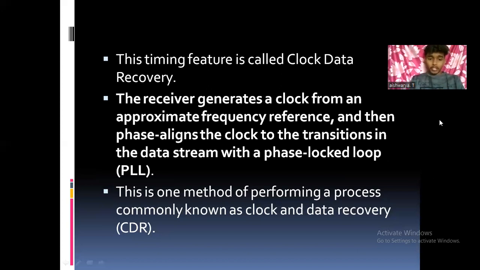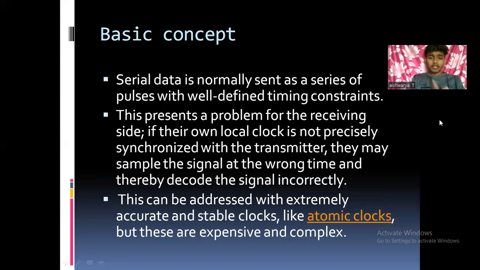Here we have the basic concept of clock and data recovery. Serial data is normally sent as a series of pulses with well-defined timing constraints. This presents a problem for the receiving side. If the receiver's own local clock is not precisely matched with the transmitter, it may sample the signal at the wrong time and thereby decode the signal incorrectly.